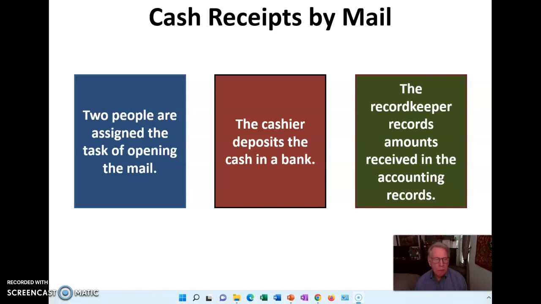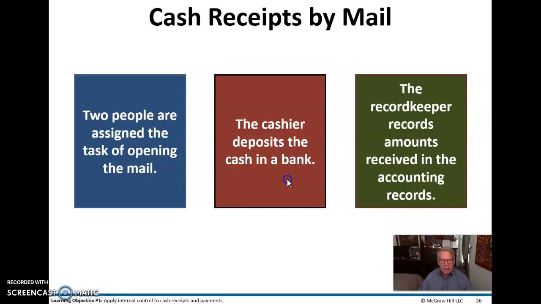But this PowerPoint shows the checks being mailed to the company instead of to the bank. So in that case, we have two people assigned to the task of opening the mail. The cashier is going to then deposit that quickly into the bank, as shown here. And then the record keeper in accounting records the amounts received in the accounting record. So we have a segregation of duties, as you can see here.